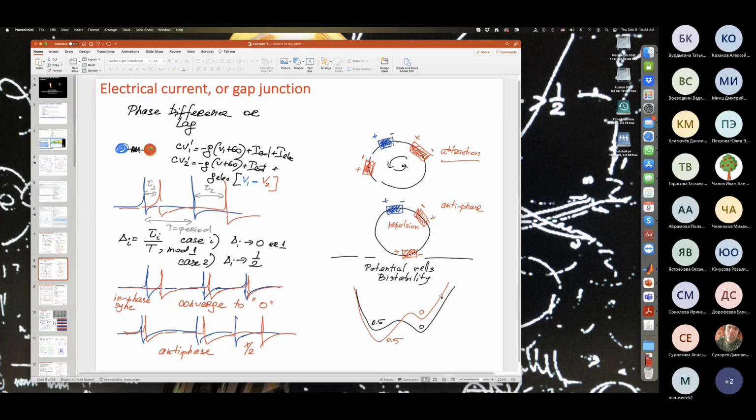In this case, I showed it the other way around. Here it's shown that the anti-phase state has a potential well that is deeper and stronger than the potential well that corresponds to the synchronous state. But it can be the other way around.